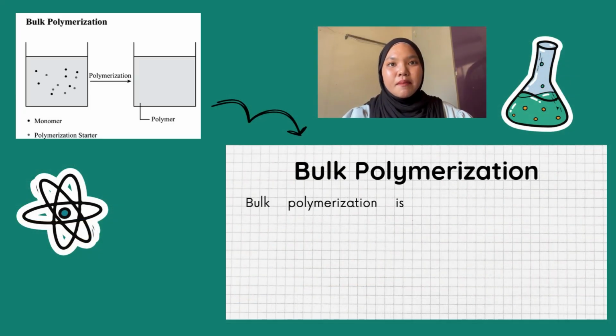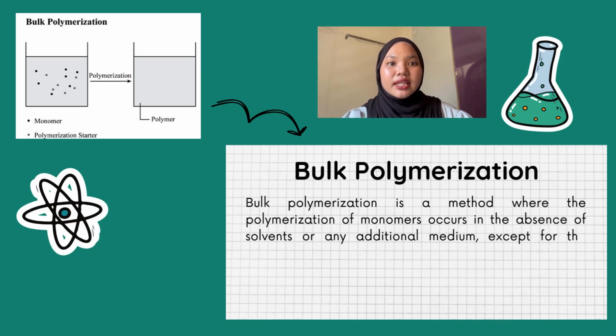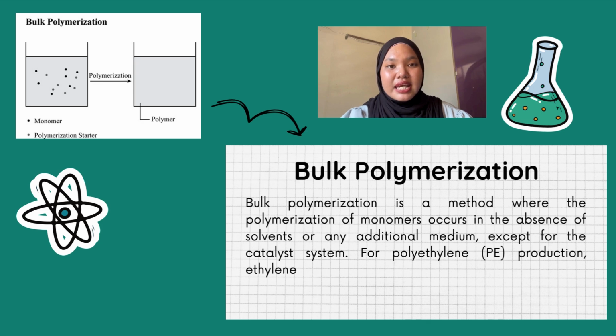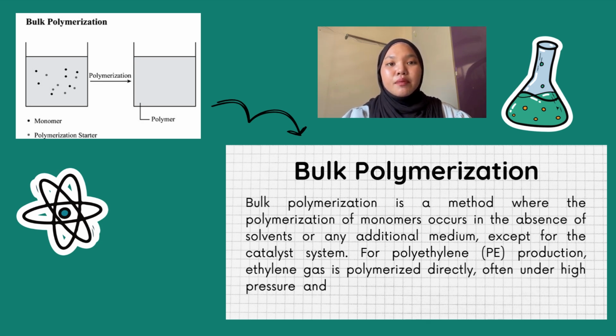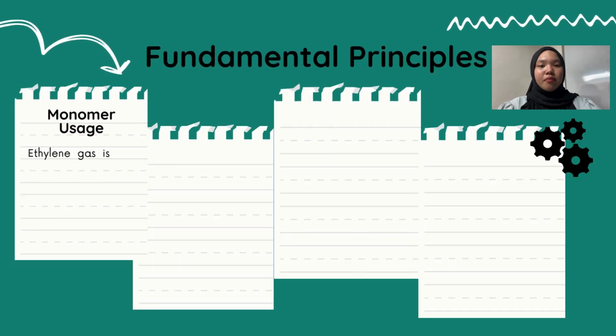Bulk polymerization is a method where monomers are polymerized without any solvent, using only a catalyst. For polyethylene, ethylene gas is polymerized directly under high pressure and temperature, with catalysts controlling the reaction. These are the fundamental principles of polymerization.